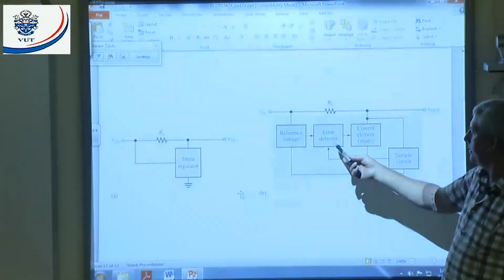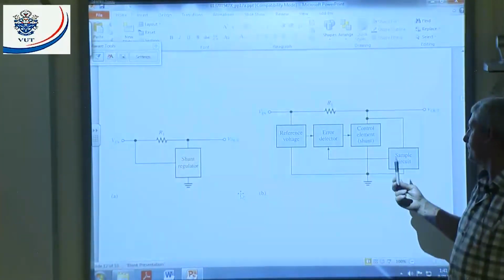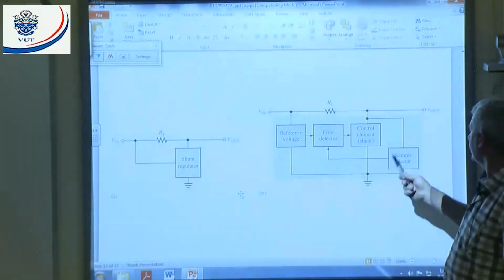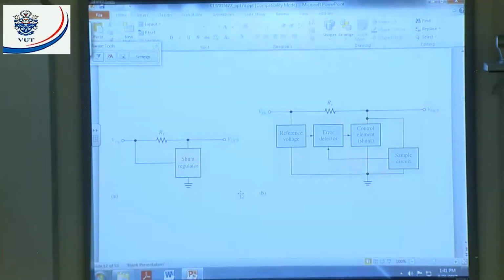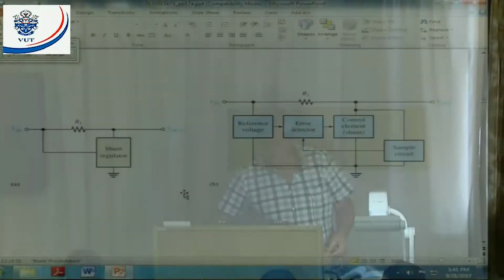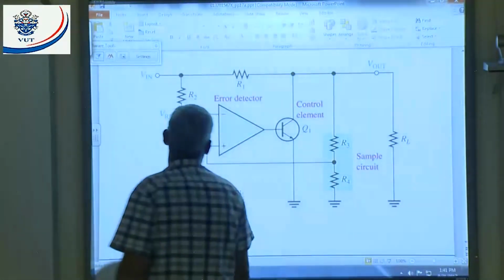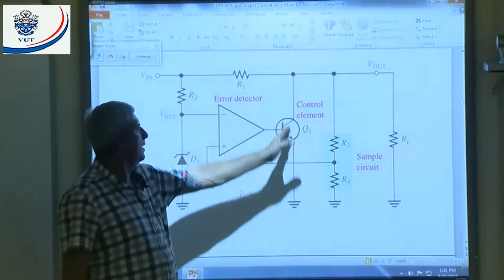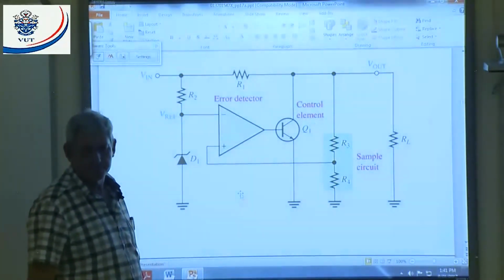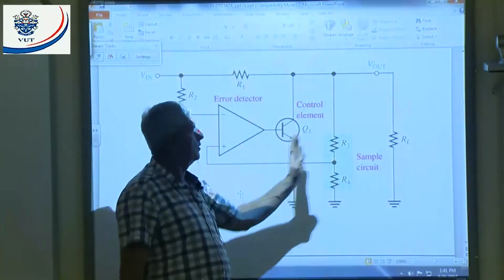The error detector, same. Reference voltage is a Zener diode. Error detector is an op amp. Control element is basically a transistor. And the sampling circuit is also a voltage divider, to have a look at what's going on at the output. Here's my shunt regulator. Why do they call it a shunt regulator? Because my control element is basically in parallel with my input. There is a resistor there just to detect, or you can say the control element is in parallel with your load.